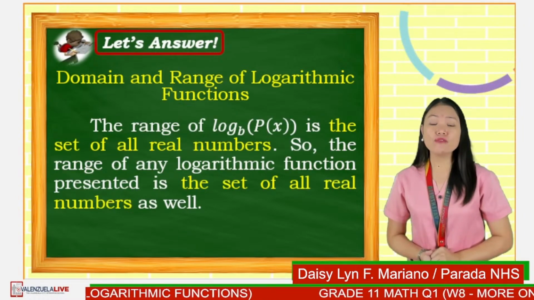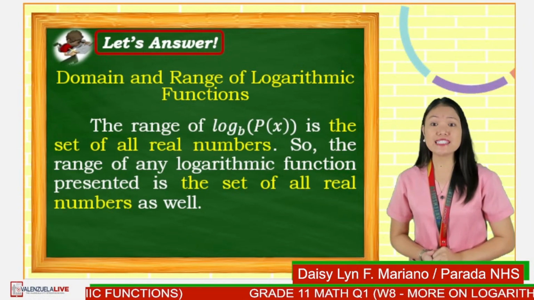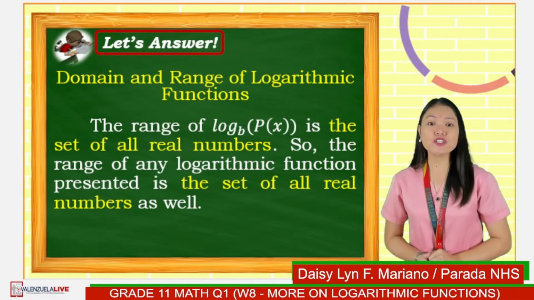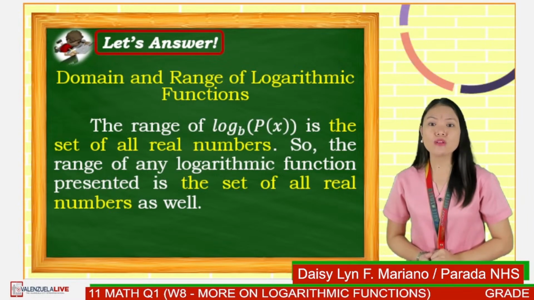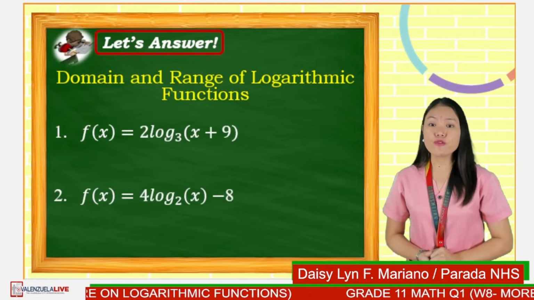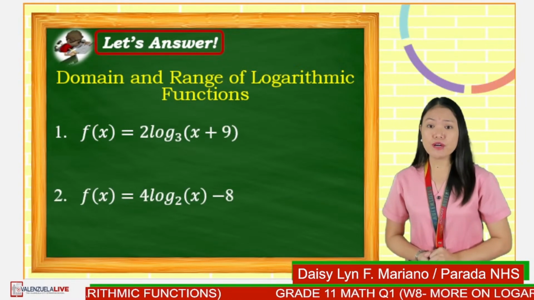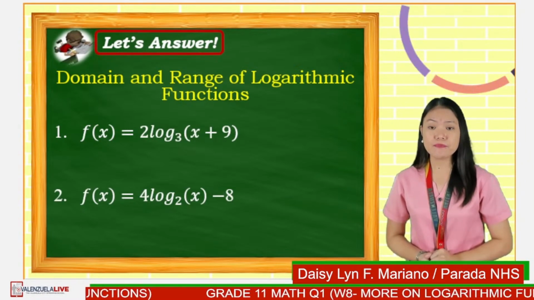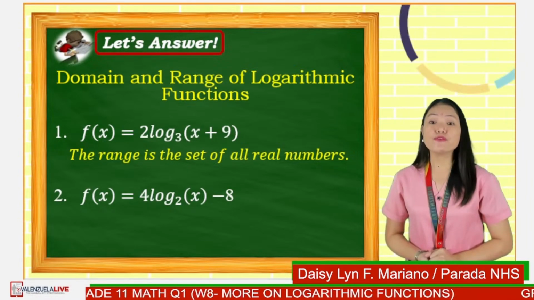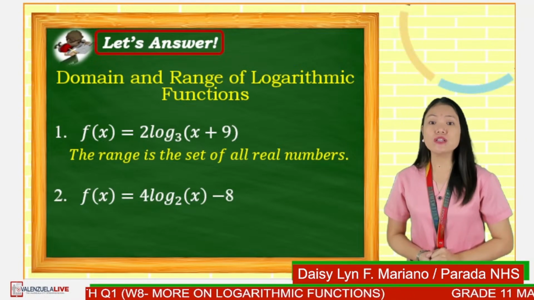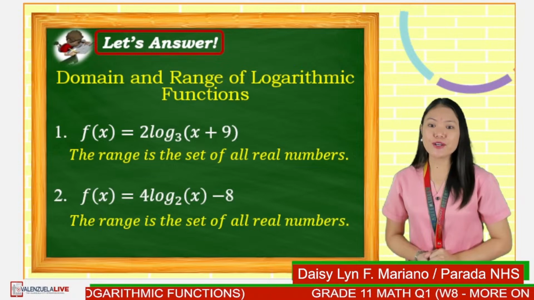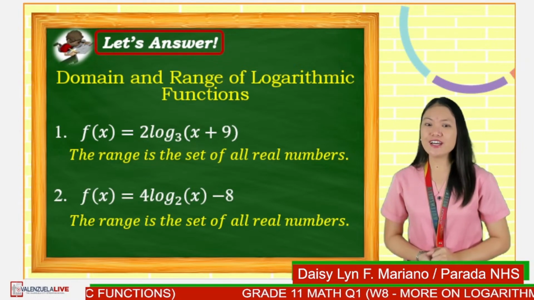Remember that the range of logarithm of p of x with base b is the set of all real numbers. So, the range of any logarithmic function presented is the set of all real numbers as well. That is, for number 1, f of x is equal to 2 times the logarithm of the quantity x plus 9 with base 3. The range is the set of all real numbers. Number 2, f of x is equal to 4 times the logarithm of x with base 2 minus 8. The range is the set of all real numbers. Can you follow grade 11?